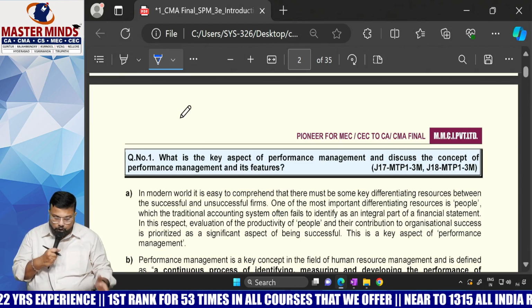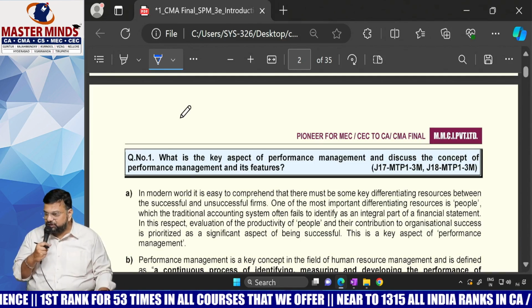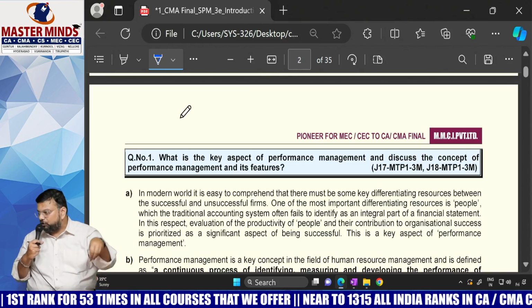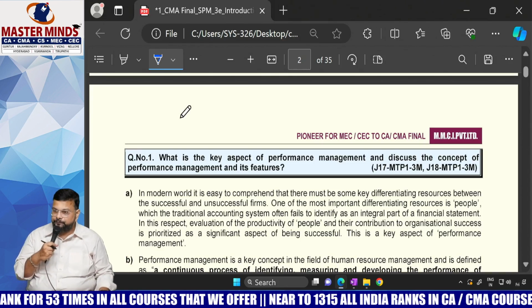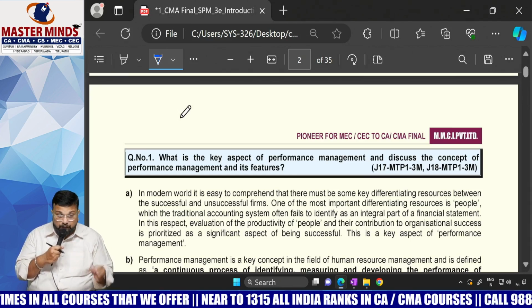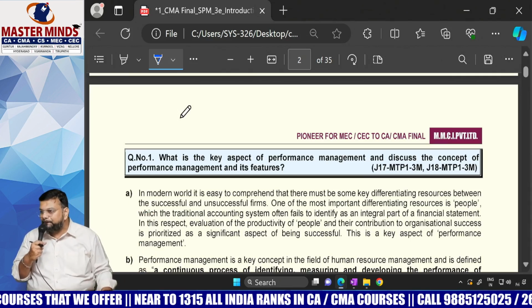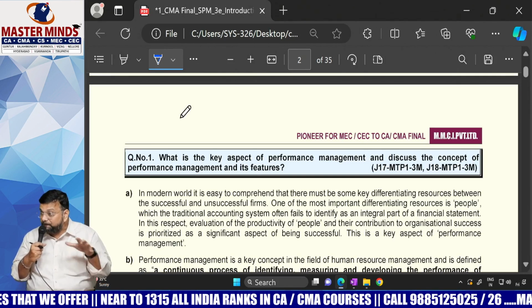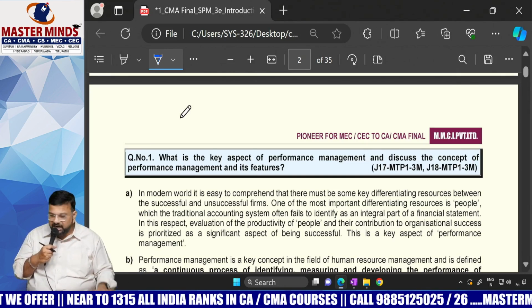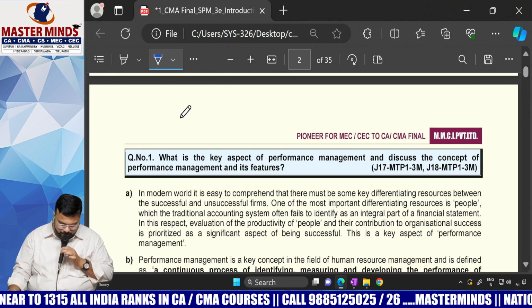So when we want to do business for a long period of time, merely focusing on profits is not sufficient. Along with profits, we need to focus on other parameters also. The foremost important parameter for any organization is focus on employees. Because as I said in the last class, without employees, no organization can be profitable. They need employees.